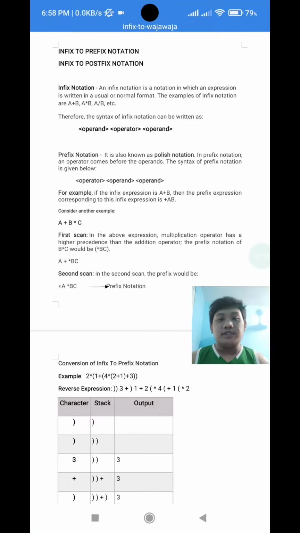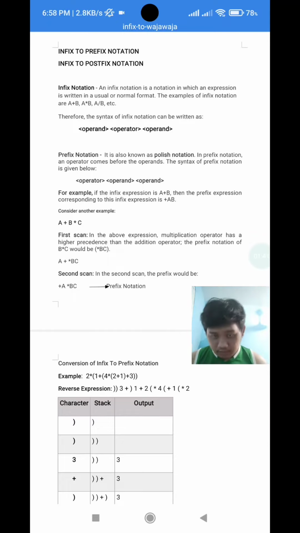Next is the prefix notation. Prefix notation is also known as Polish notation. In prefix notation, the operator comes before the operands. So as it says, prefix, an operator comes before the operand. The syntax of prefix notation is given below: the operator, operand, and the other operand.